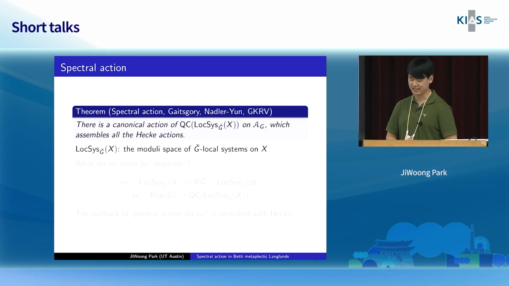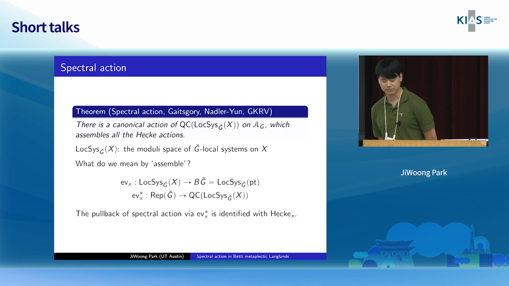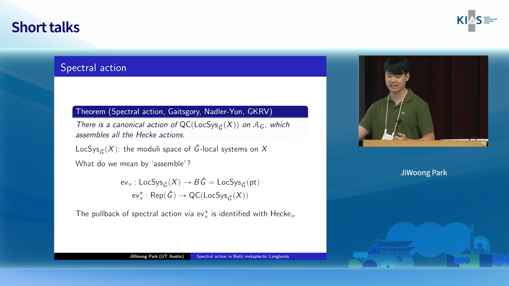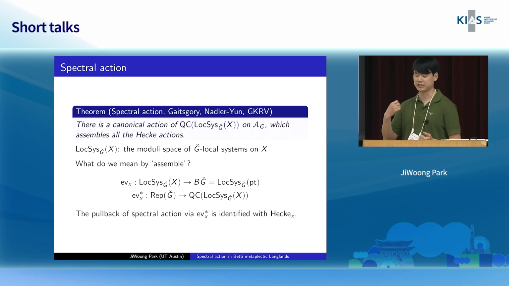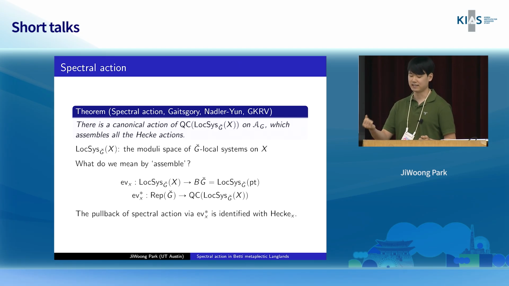Let me elaborate on this. LocSys G check is the moduli stack of G check local systems on the underlying topological space of X. So this has a topological nature. And what do we mean by assembling the Hecke action? At each point of the curve, there is a canonical symmetric monoidal functor from Rep G check to QC over LocSys G check, coming from the pullback of quasi-coherent sheaves. And the content here is that the pullback of the spectral action along this symmetric monoidal functor is canonically identified with the Hecke action at the point.